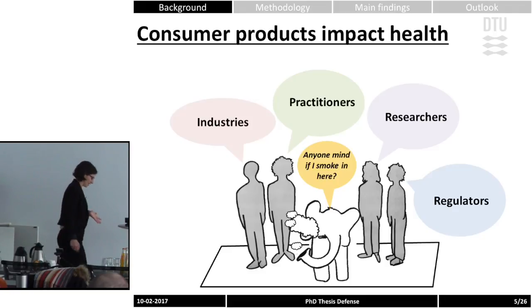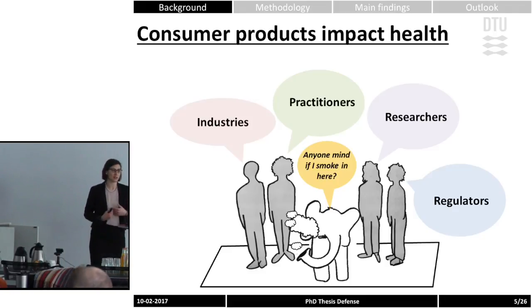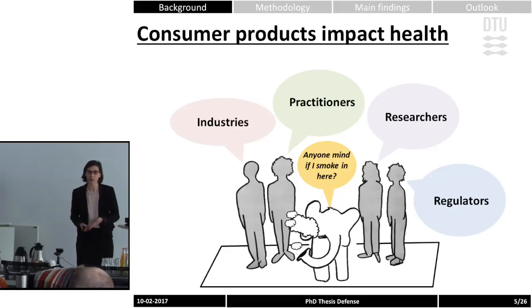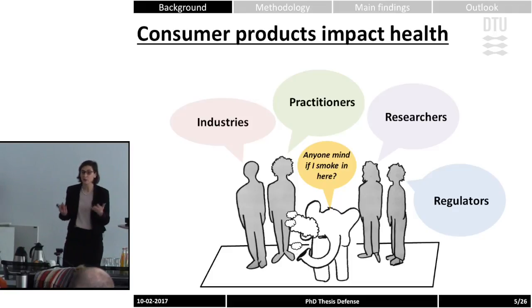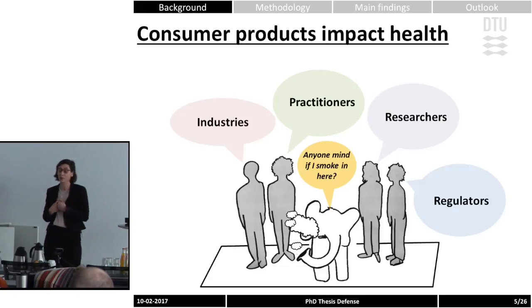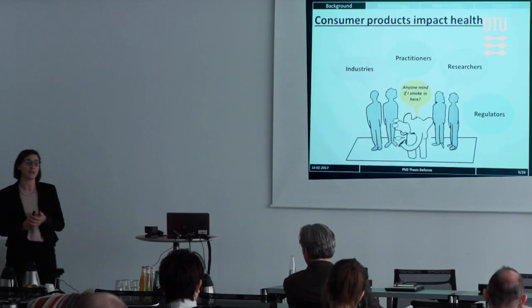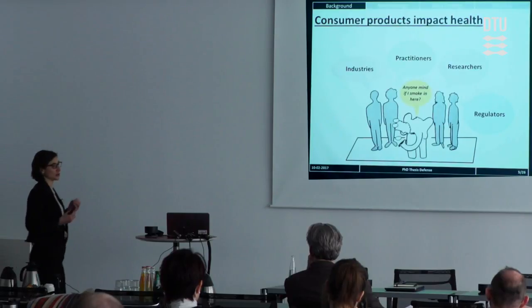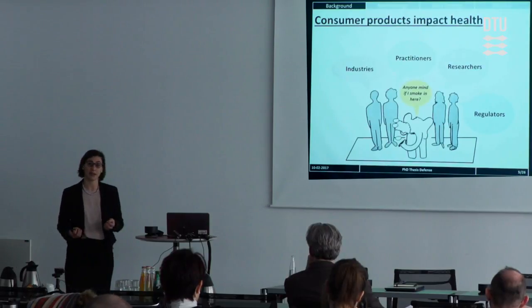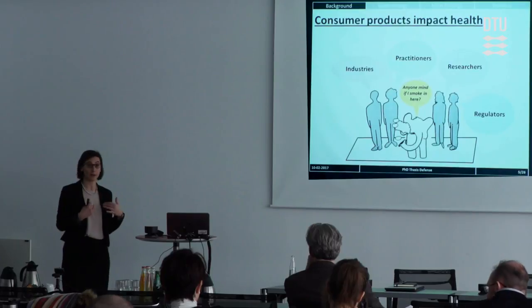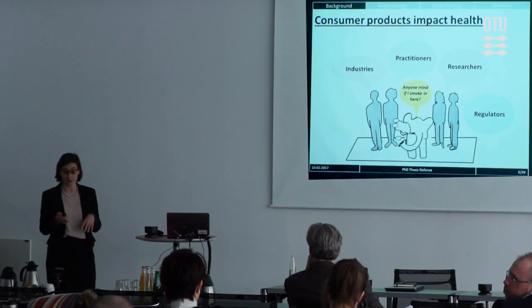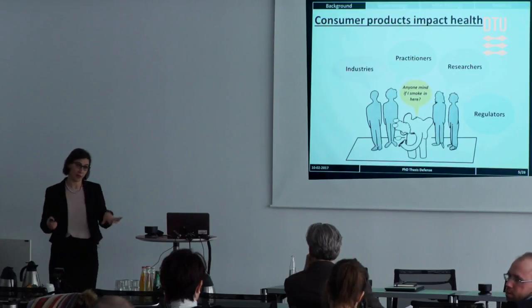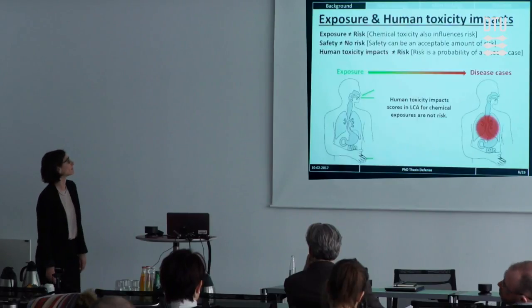So paradoxically, life cycle assessment is supposed to be looking at the human health impacts of a product. And we all know that using consumer products can actually influence our health and our well-being. This is kind of the elephant in the room that my thesis work is addressing: when we use consumer products, we can impact our health. Specifically, I'm looking at this with respect to chemicals in consumer products.